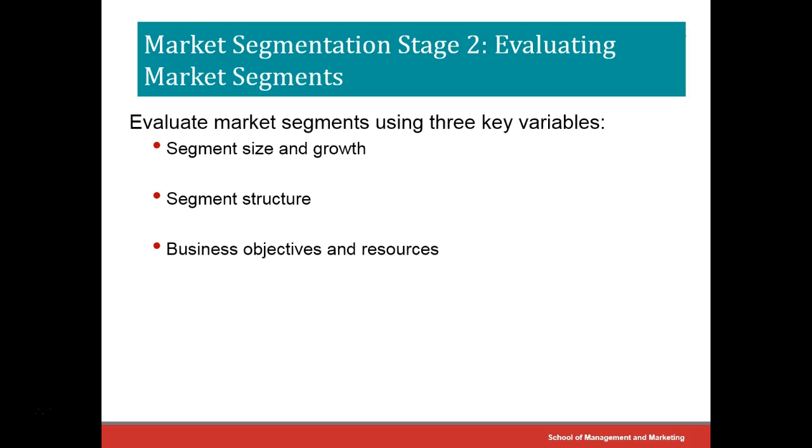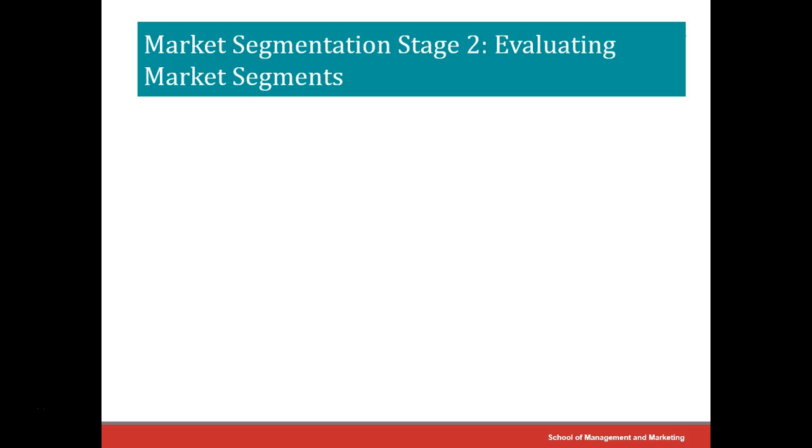The structure of the segment is also important. There may be more than one segment in here as well. And it's got to match our business objective and resources. So it's very hard to appeal to a young optimistic and a traditional family market at the same time. And so organisations need to make a choice over which markets they can serve best.